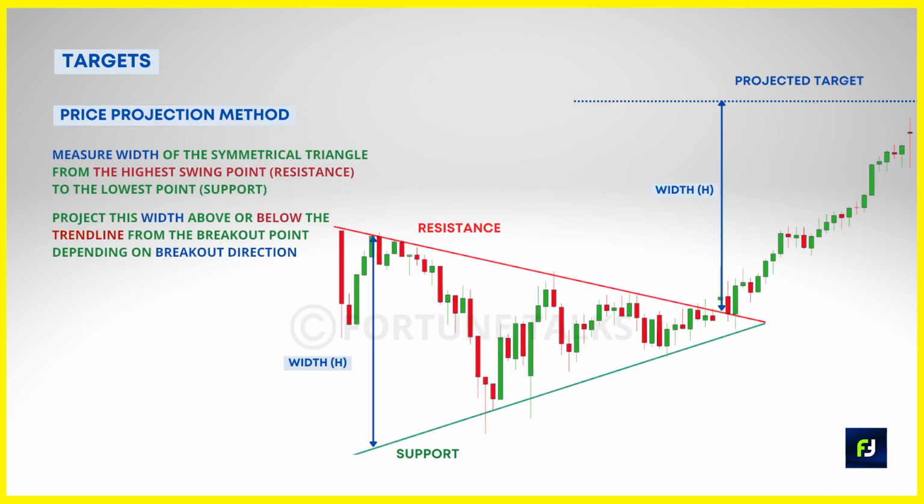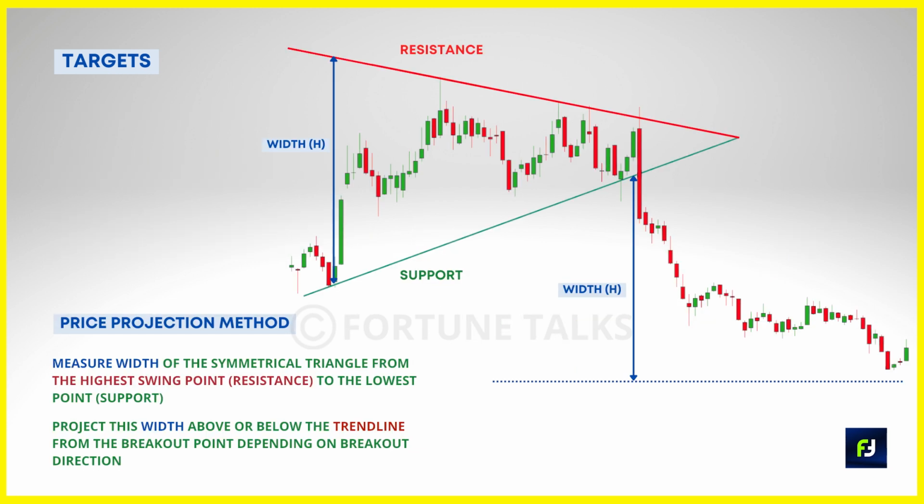For example, in case of a bullish breakout, project this distance to be above the resistance level from the breakout point, and for a bearish breakdown, project the same distance to be below the support level from the breakdown point. Now, this will give you the price projection or the expected target level.